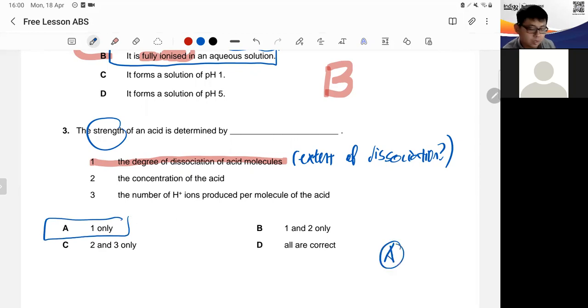Only A, right? Concentration doesn't work, because just because the acid is concentrated does not mean that it is strong, right? There's no relation there either, which we'll talk about later. This one, number of H plus produced per molecule, it doesn't make sense either, because, for example, this one can produce up to 3H plus per formula unit of the acid, but each of these dissociations is poor, so it is still considered a weak acid. So A is the best answer. It's the only answer, in fact.